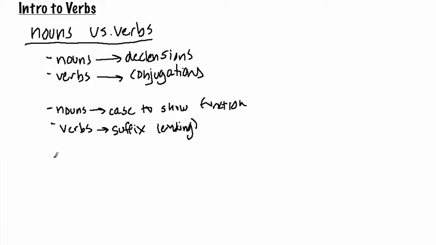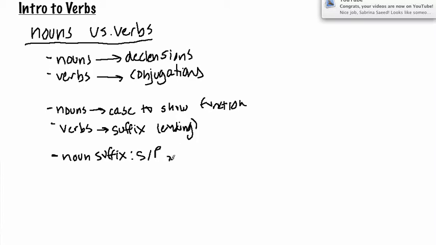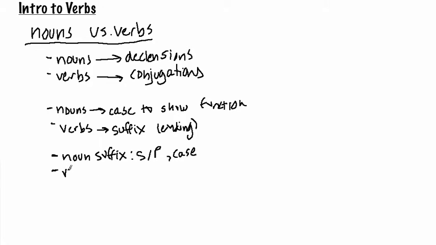Another point of comparison is that the noun suffix shows singular or plural and the case. On the other hand, the verb suffix also shows singular or plural, but it also shows the tense.